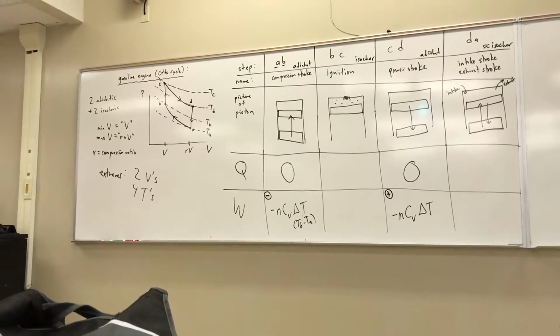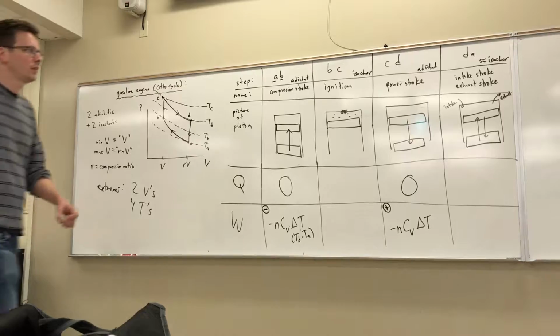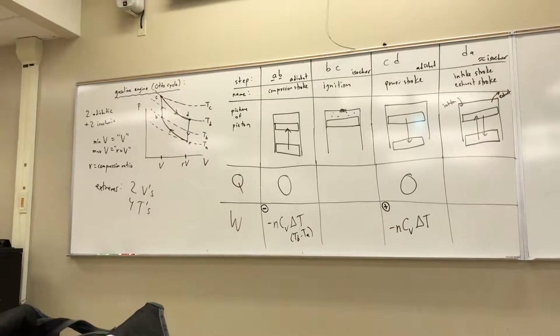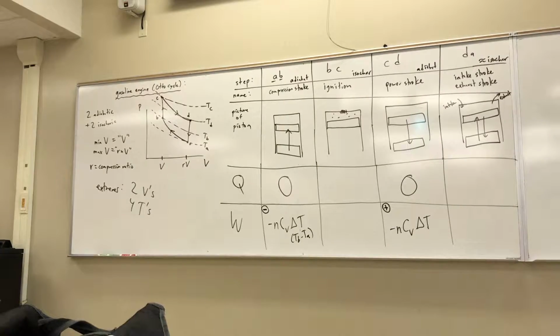Okay? And again, what's delta T? It'd be D minus C, right? T at point D minus T at point C. Okay, where you finished minus where you ended. Okay, let's go to the other two. Let's go to the ignition.